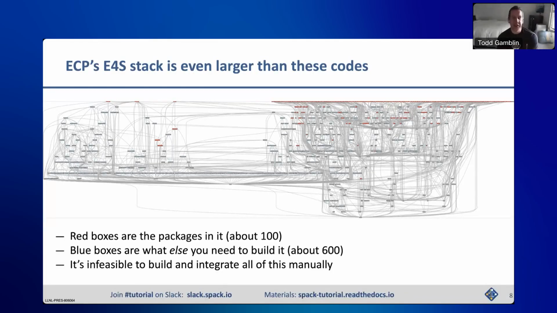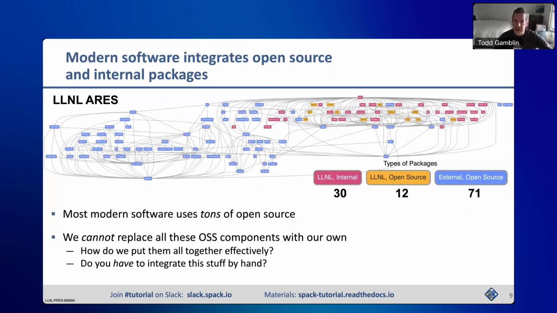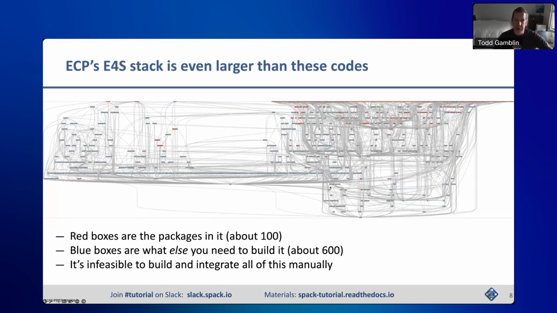There are bigger stacks even than that. Under the Exascale Computing Project, which ended last year, there was the Extreme Scale Scientific Software Stack, or E4S. And that was an effort of all of DOE to put together a stack for exascale computers, and it's around 120 packages at this point. And to build all of that, to build the 120 packages that ECP cared about, there's 600 other dependency libraries underneath there. And integrating all of that manually is just not feasible, especially for 3 different machine architectures.